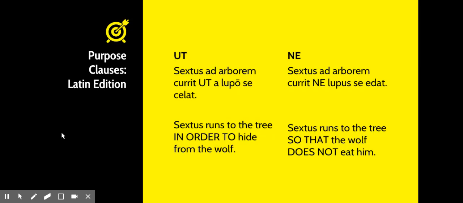I've given you some Latin examples now of the purpose clause. Sextus runs to the tree, ut a lupo se calat, to hide from the wolf. Using ne in a similar idea, Sextus ad arborem currit ne lupus se edat. Sextus runs to the tree so that the wolf does not eat him. So, doing something with a purpose. In the first one with ut, it was a positive purpose, but in the second one with ne, it was a negative purpose.